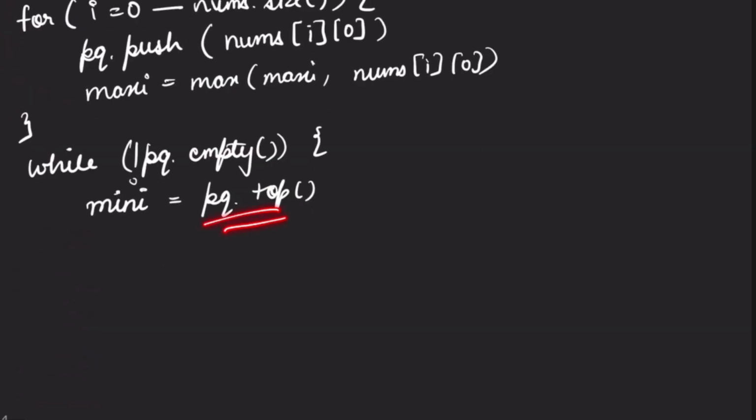So once you have taken the top, you can pop it out. Why are we popping it out? Because every point we will change this minimum to the next element. So that's why we are popping it, and after this we will push the next element.